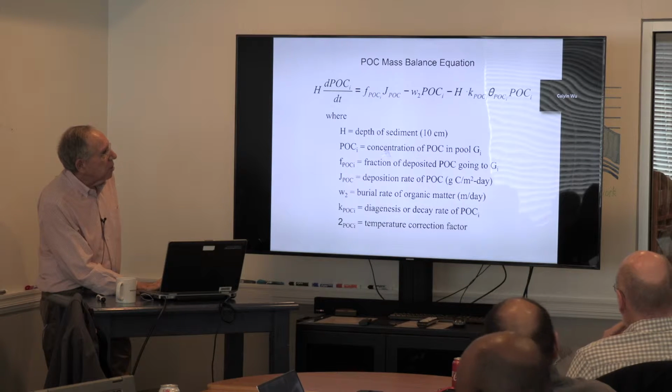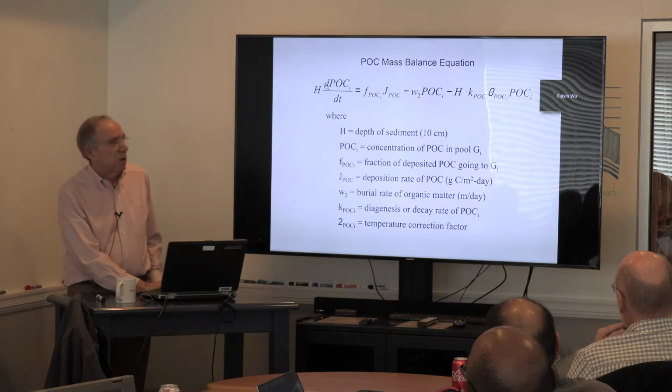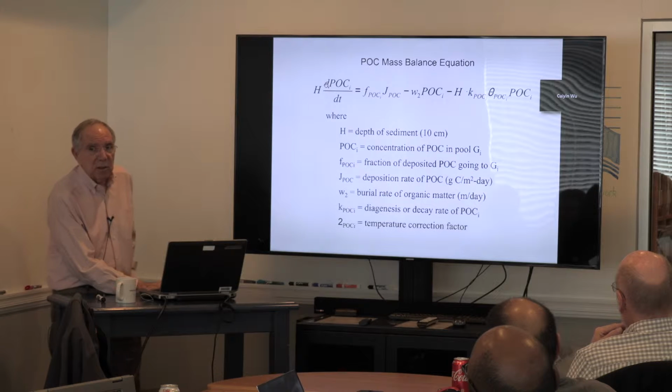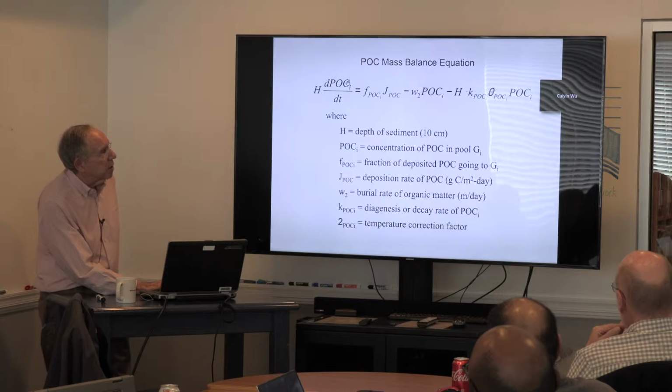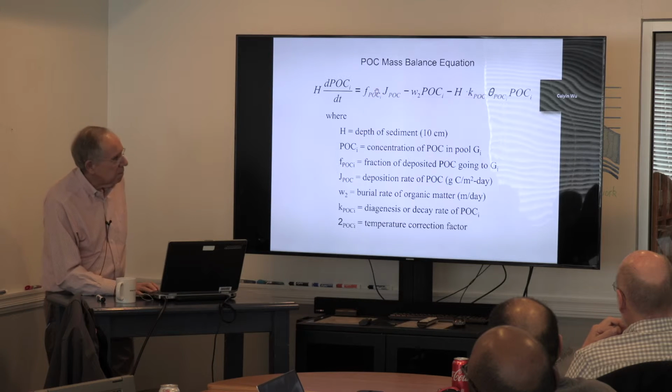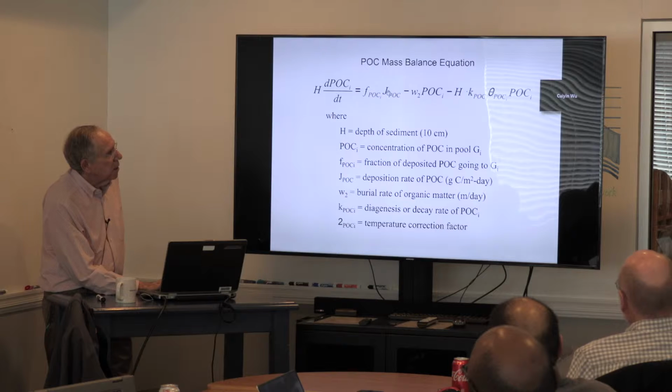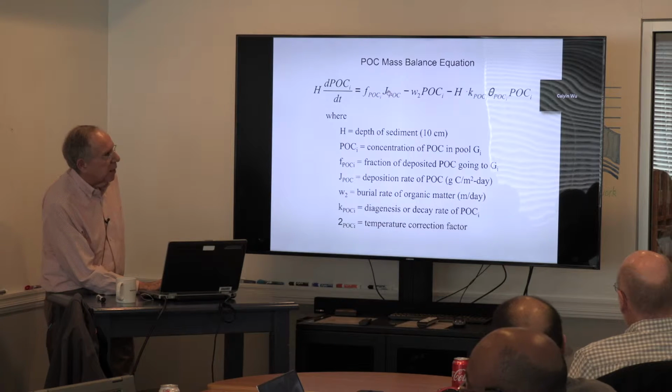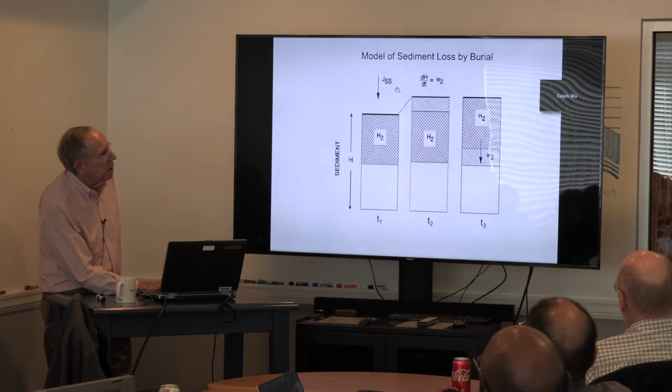And the fraction, so the model looks like this. The fraction of the POC of the ith class, G1 and G2. G3 is conservative in the original formulation. So this is the fraction of POC that's in either G1 or G2. This is the rate at which it is being decayed away, which I'll show you in a minute.